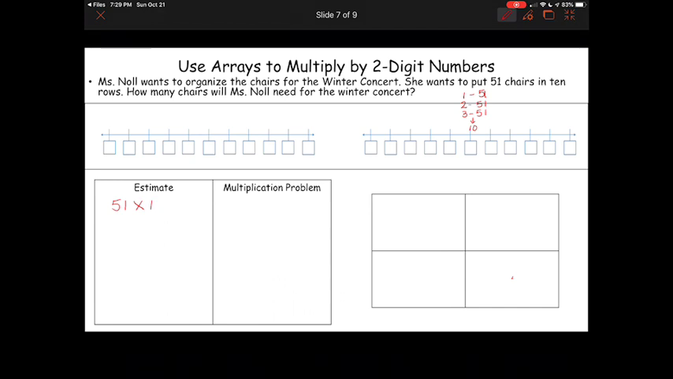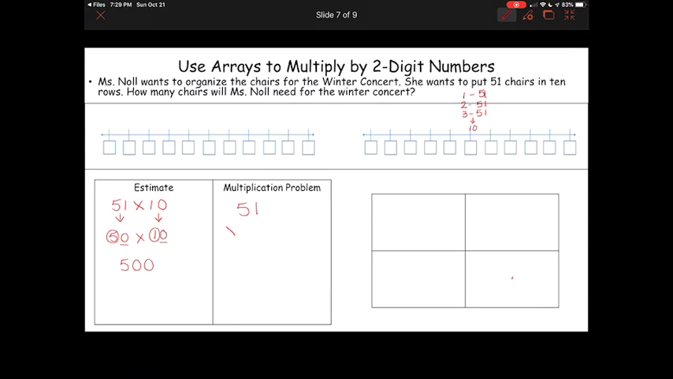51 times 10. And so the 10 is between 10 and 20, and obviously it's closest to 10, so that stays the same. 51 is between 50 and 60, it's closest to 50. 5 times 1 is 5. 1, 2 zeros in the factors, 1, 2 zeros in the product. My estimated answer is 500.